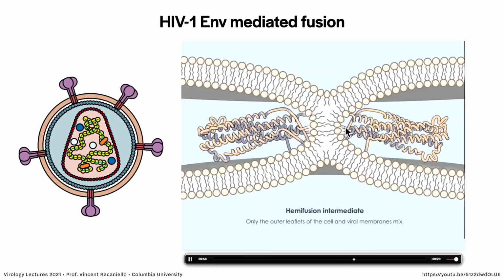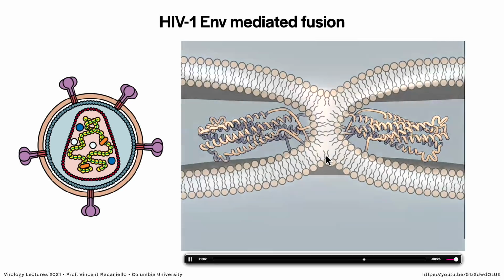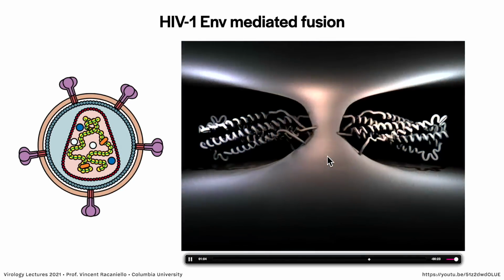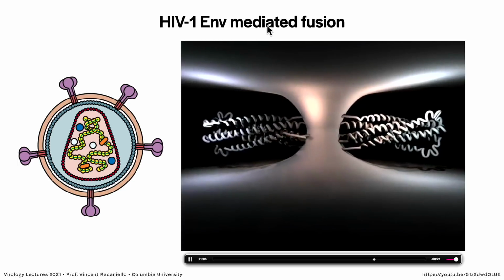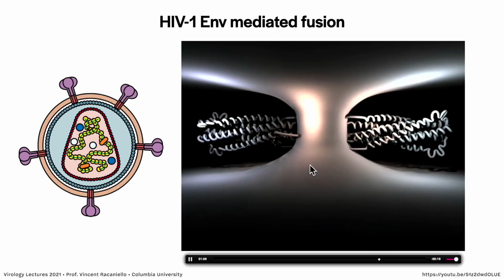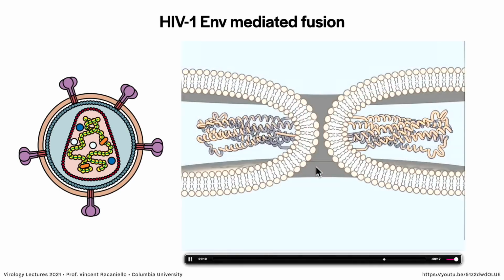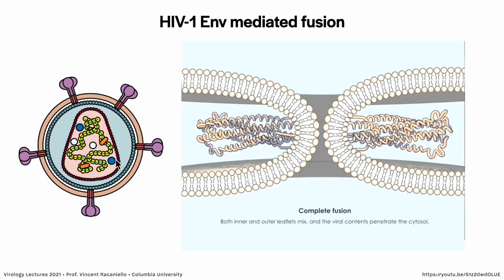Now the inner one only is fused, but that's not good enough because the outer one has to fuse, and subsequently that happens as well, and that's shown here. And once the outer and inner are both fused, then you can have transfer of the nucleic acid into the cell. Now, of course, in the case of HIV-1, it's the capsid that goes in. So it's a pretty big pore that opens up, not the nucleic acid. So that's how the two membranes are brought together.